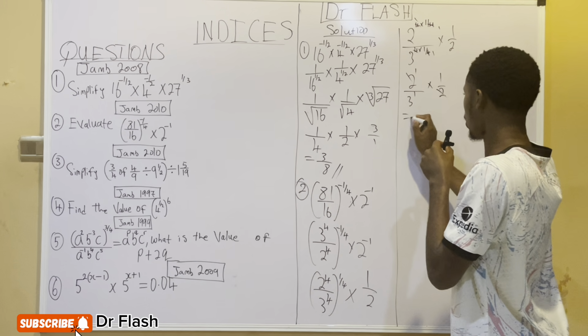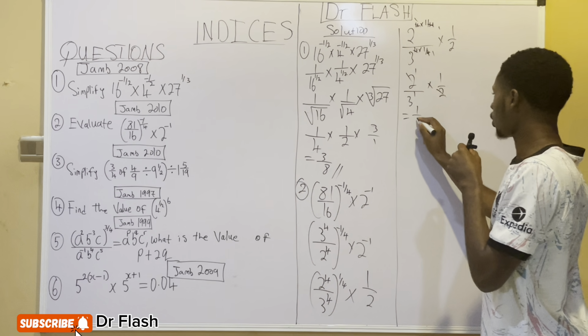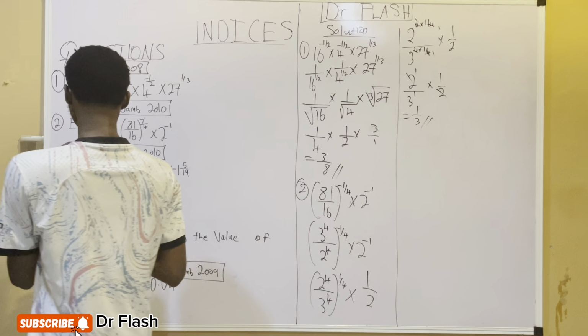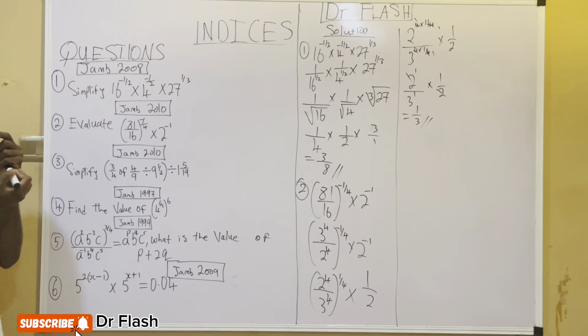We're left with what now? 1 on top, and then the 3 at the bottom. So our answer to these questions becomes 1 over 3. Okay, so to simplify that, we get what now? 1 over 3. The next problem on the board is question 3 from JAM 2010.